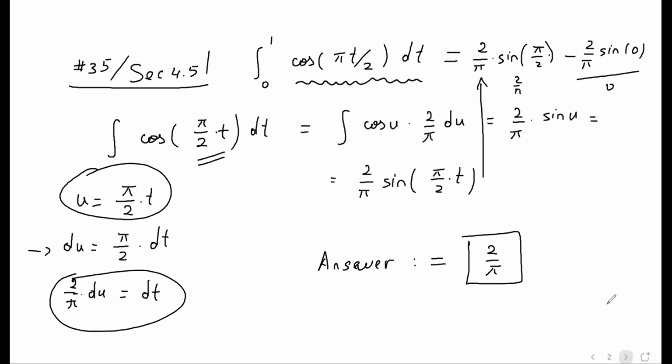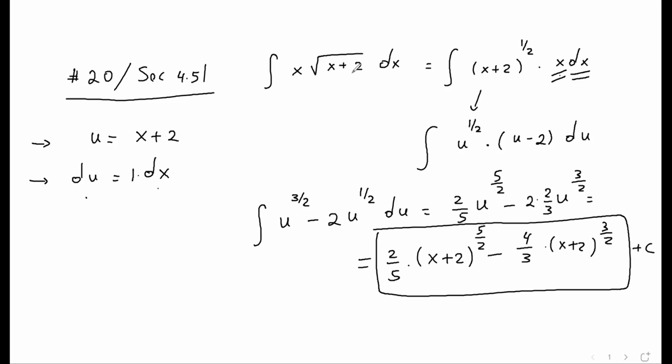Okay, so here's the problem. Now pay attention to this one, x square root of x plus 2. Okay, so now let's see this one here, folks. This is number 47 of section 4.5, and this is the one that I'm going to end up with.